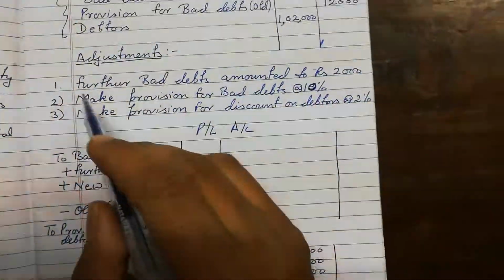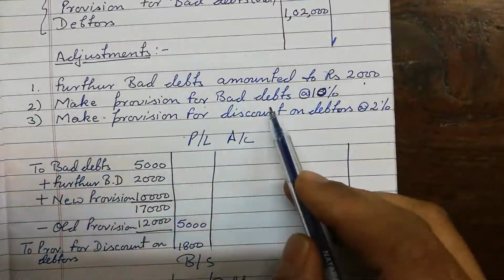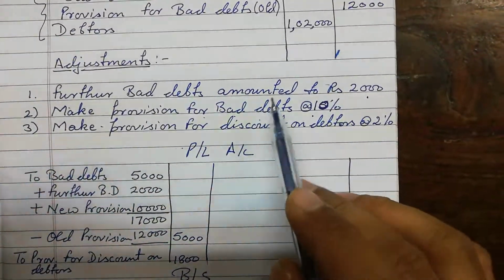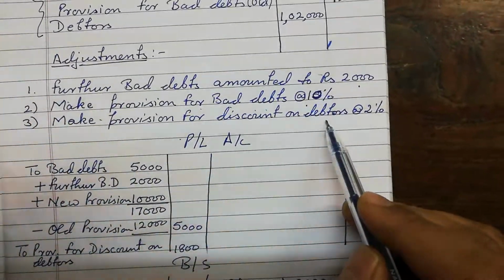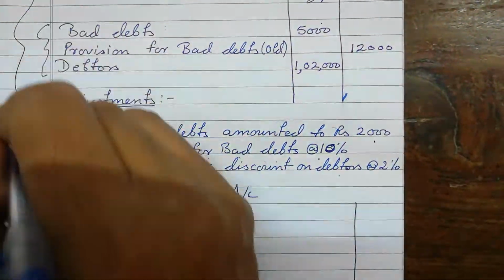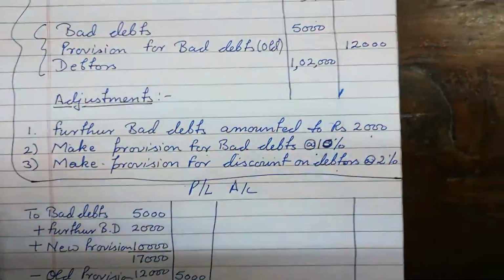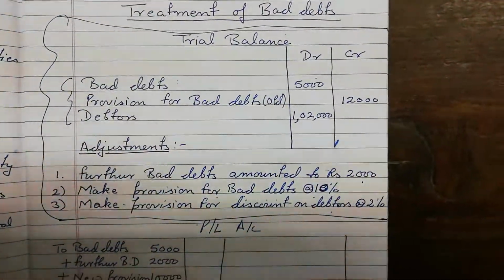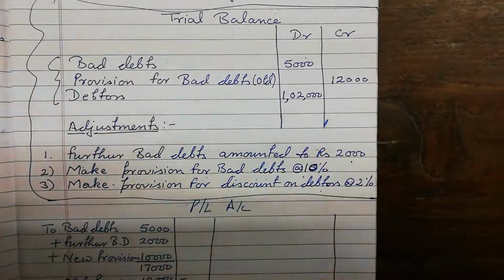This much information is given in the question, and there are some adjustments regarding the bad debts. Further bad debts amounted to rupees 2,000. Make a provision for bad debts at the rate of 10%. You know, provision for bad debts is always made out of debtors. Then make a provision for discount on debtors at the rate of 2%. So this information is given in your question, and you have to adjust it in your financial statements. How will you adjust it in the financial statements? I'm going to tell you.